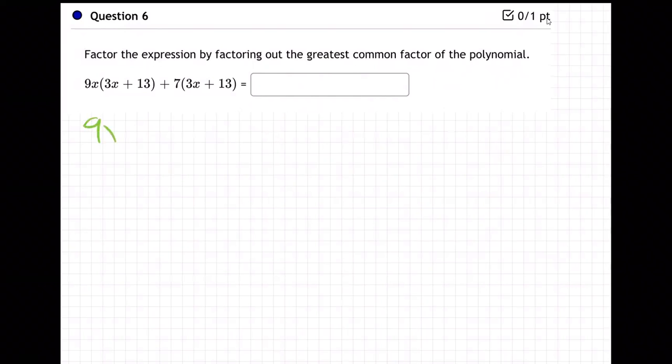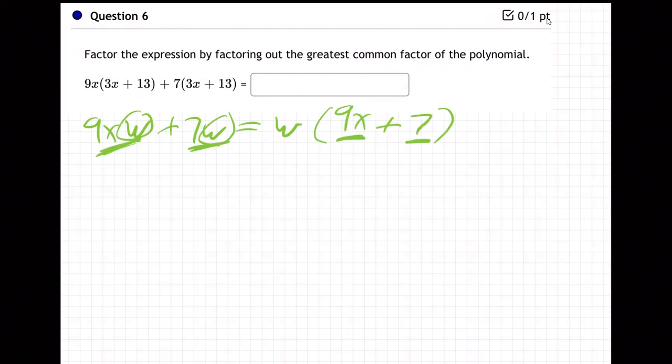What if I said, hey, 9xw plus 7w? How would you factor that? You would say, okay, what do they both have in common? They both have a w. You would put the w in the front. Then you're going to have two things in here, right? And what would it be? It would be 9x and 7. And that would be right, for example, right? I'm just making up a different kind of question.